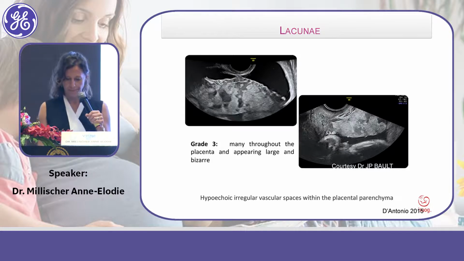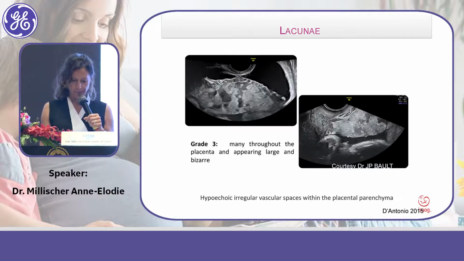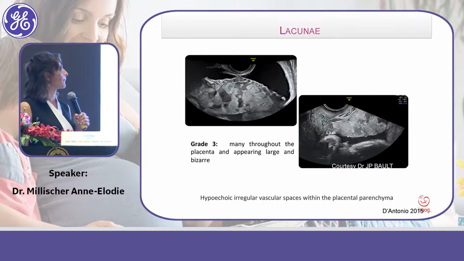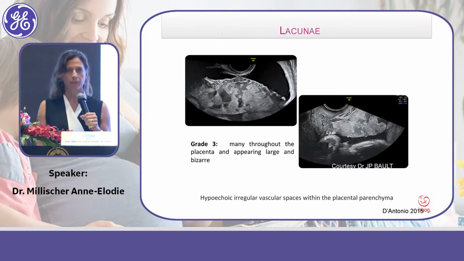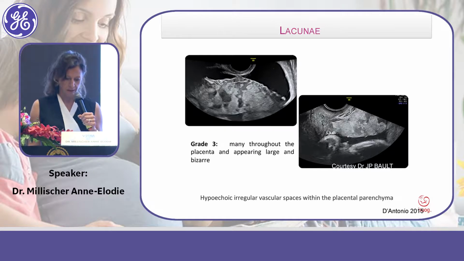Có một cái đồng thuận của FIGO về các đặc điểm để chẩn đoán chính xác một cái nhau cài răng lược, thì đó là một cái hệ thống. Cái bảng hồi nãy là những cái đặc điểm mà mình cần có để chẩn đoán một cái nhau cài.